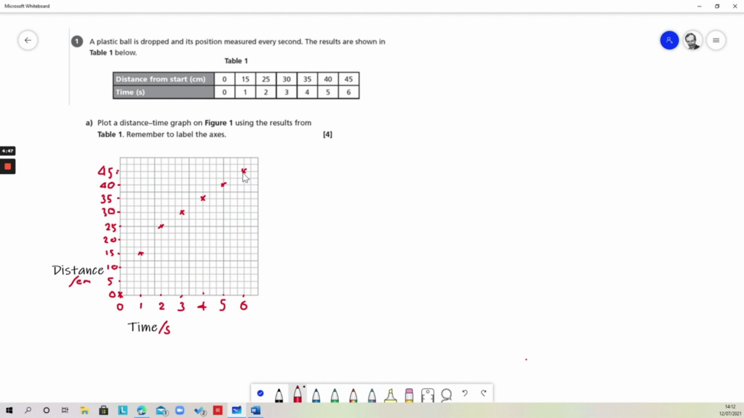So you can see then that we've got those crosses there, and that shows the way that the points are going to be plotted on that scale.